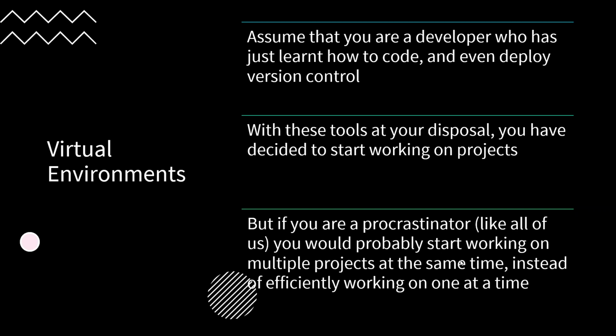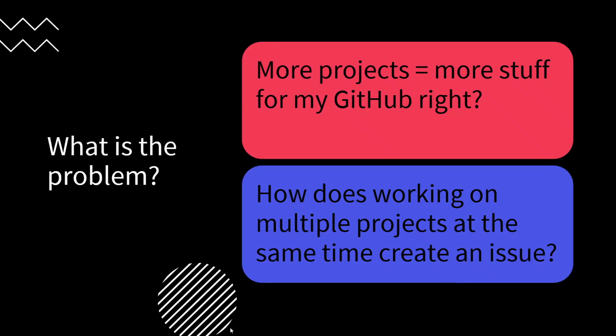So the thing is, you would probably start off working on multiple projects at the same time. In fact, if you saw the GitHub feed which Anirudh opened up, you could see the number of projects I'm simultaneously working on. There are a lot of projects which you will be working on at the same time, sometimes 5, 6, 7, 8. Now, more projects obviously means more stuff for your GitHub, but it also creates more issues.